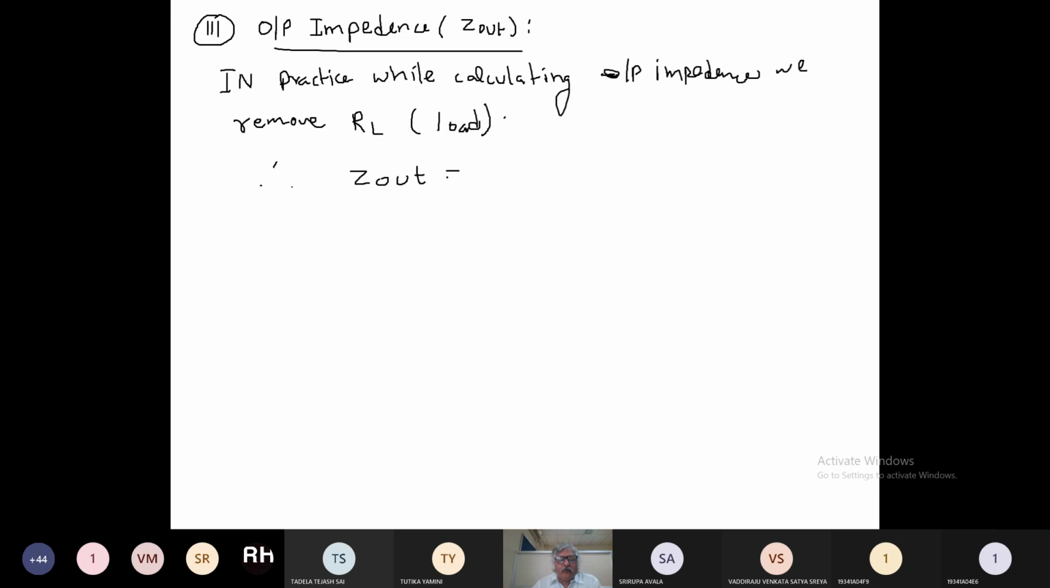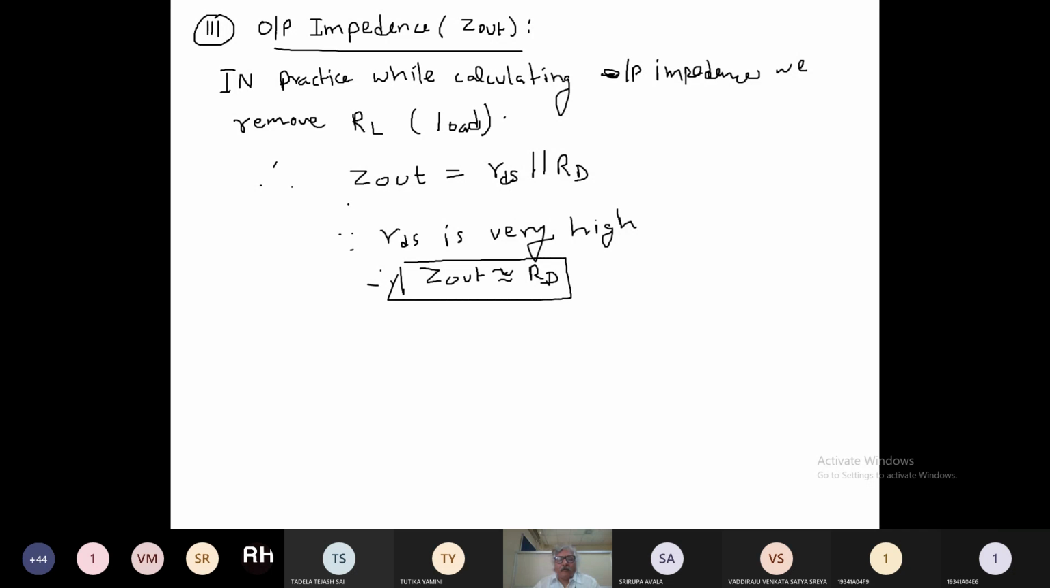Z output impedance is RDS parallel to RD. Right? Now since RDS is very high, therefore Z out is approximately equal to RD. Right? In this way you can write. Okay.